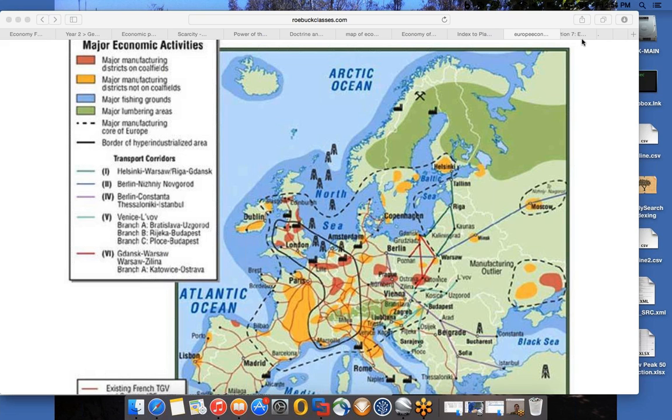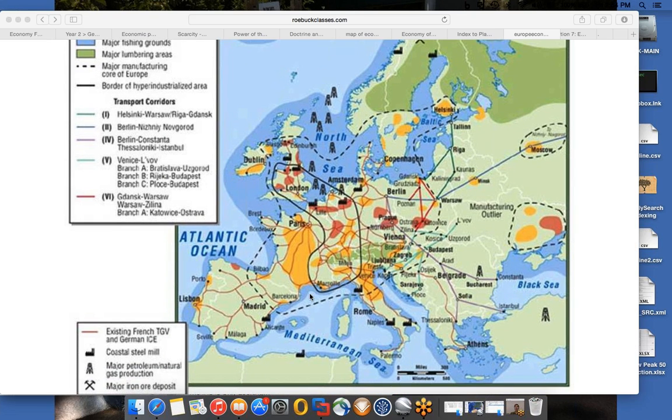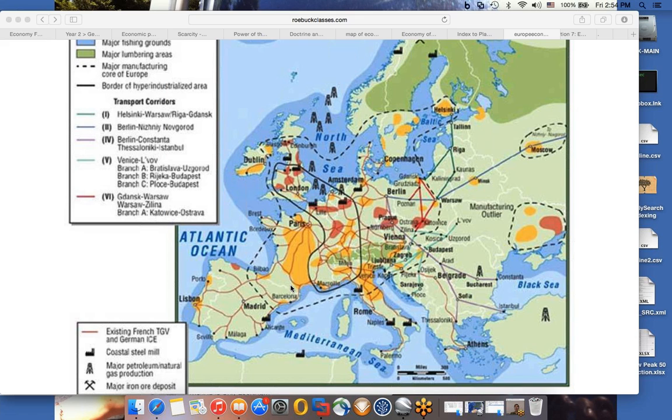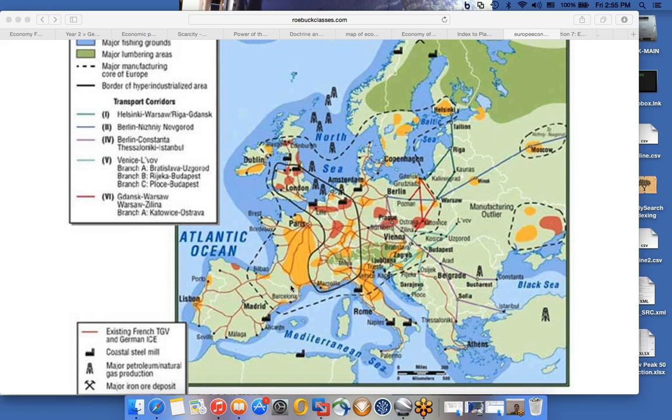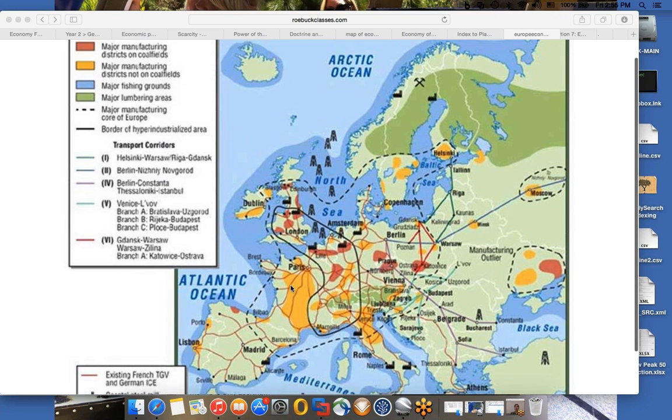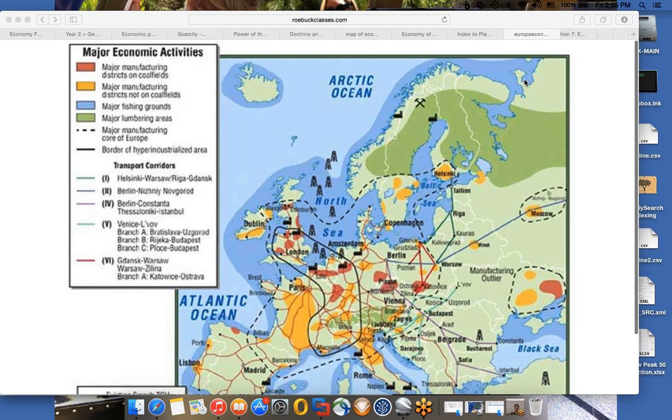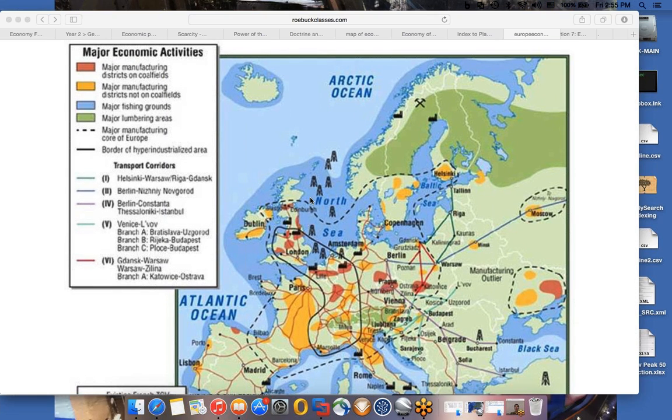Emma says, do you want us to do transports as well? This map includes some of the major transportation corridors. That is actually very interesting. If you want, you can also do that because it helps you understand how goods and services move between the different countries in Europe. But that is just an example.